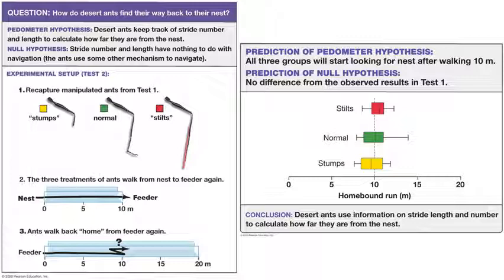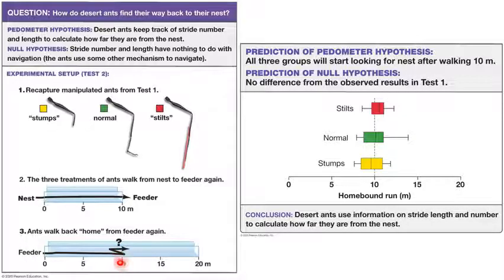So in this experiment, they did it after the first one. So they've already got ants that have legs that are manipulated. They're starting out with these 3 groups of ants with different sized legs. These ants are all going to start out at the nest, and they let them walk down to the feeder, and they basically then just let them walk back. So they let them walk back, and they see when they start zigzagging to look for the nest. The normal ants in the previous experiment had started zigzagging at about 10 meters.